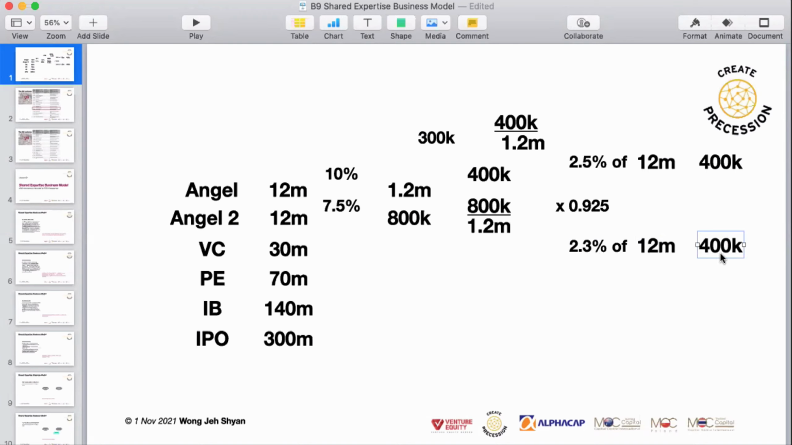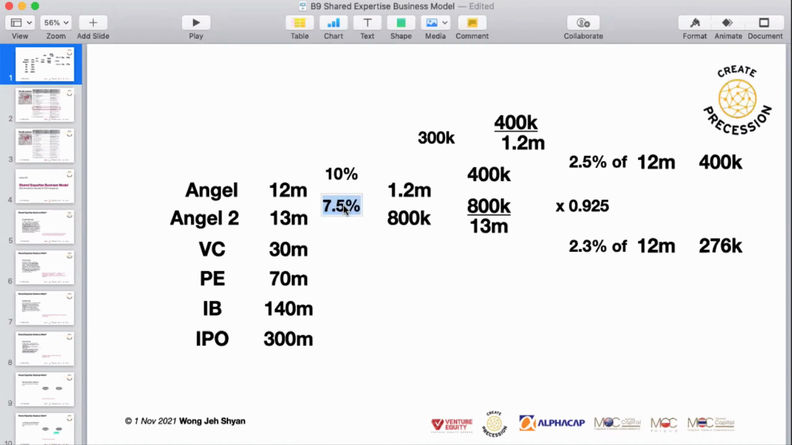What is 2.3% of 12 million? 276,000. I can sue you, because before you did the fundraising, I had 400K. Now, what happens if I do this to 13 million? So 800K divided by, oh, sorry, 900K. It'll be 900K now.